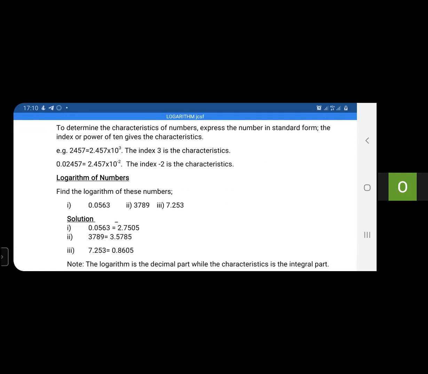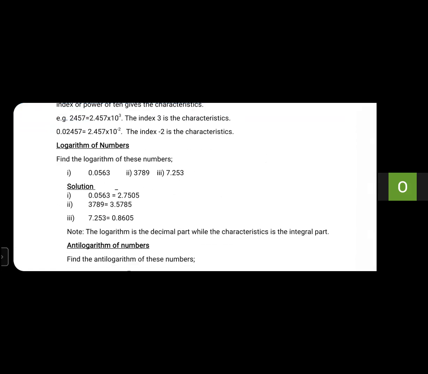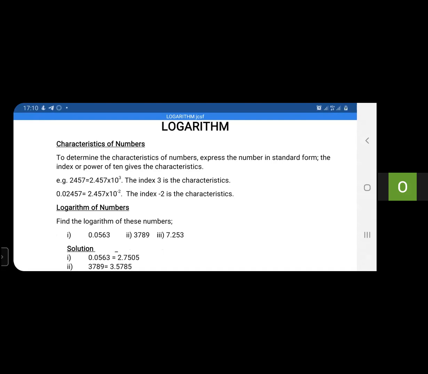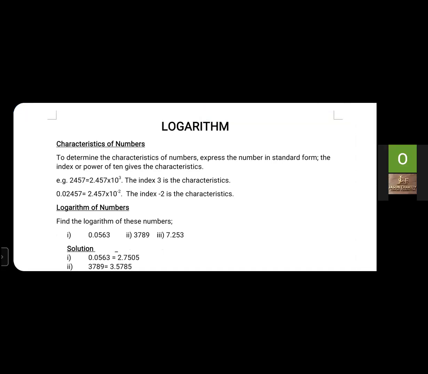For example, if you're asked to find the logarithm of 3789, and you have your logarithm to be 3.5785, the characteristic of that logarithm is 3. The number that comes before the decimal point is what we refer to as the characteristic in logarithm. So to determine the characteristic of a number, you write it down in standard form. We've treated standard form. The index or the power of 10 gives the characteristic.